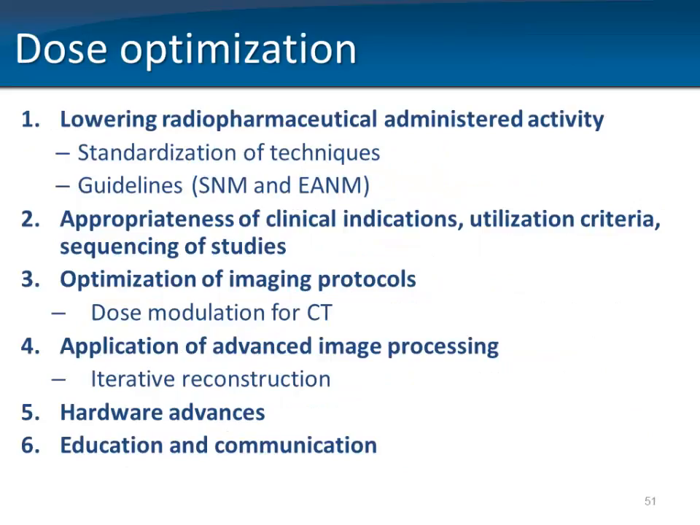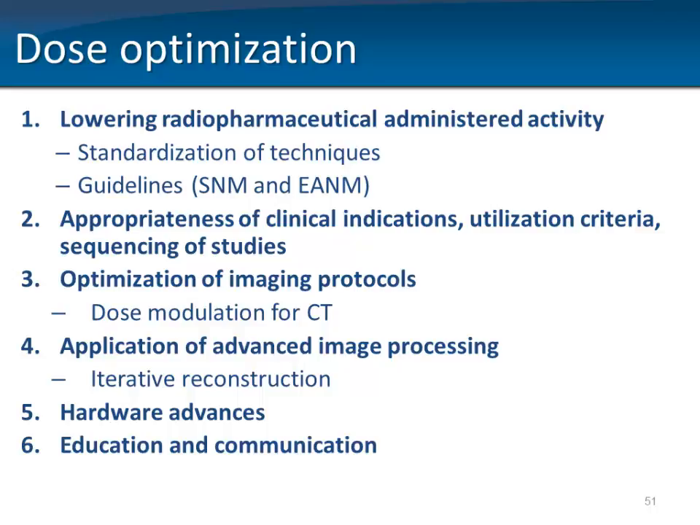So what can we do to do better? Dose optimization. We can lower the radiopharmaceutical activity that we administer. And for that, really, we need standardization. And I believe all professional societies, in particular SNM and EANM, are very focused on producing guidelines that can result in a more homogeneous use of these techniques. We should do appropriate clinical indication, utilization criteria, sequencing of studies. That can also be addressed with adequate guidelines.